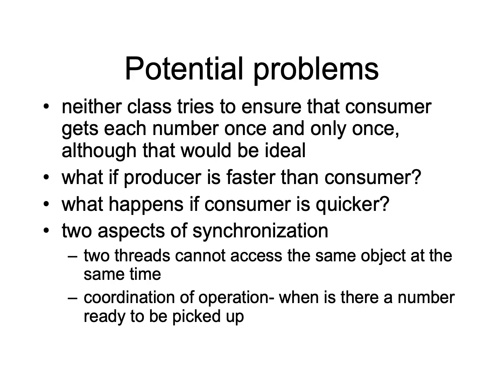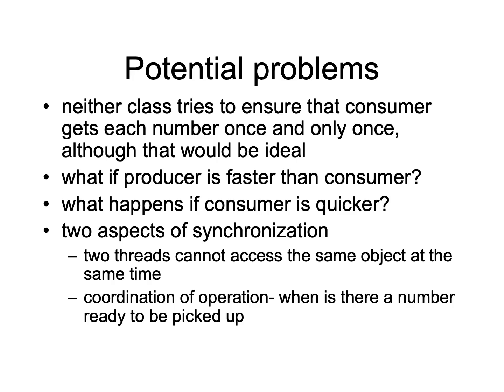So we looked a little bit at some of the problems in that demo, and here's a summary of them. In that demo of the producer consumer, neither class did anything to ensure that the consumer got every number and only got the number once, even though that would be ideal. So what if the producer is faster than the consumer? Or what happens if the consumer is faster than the producer?